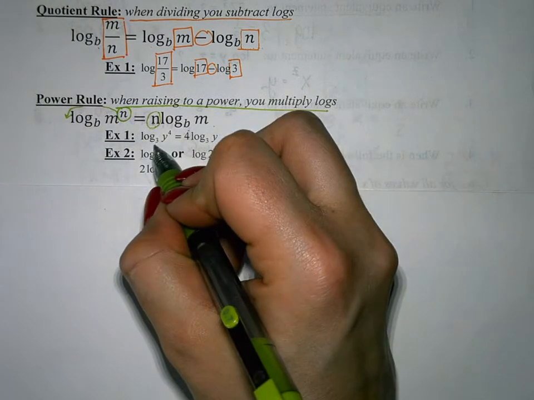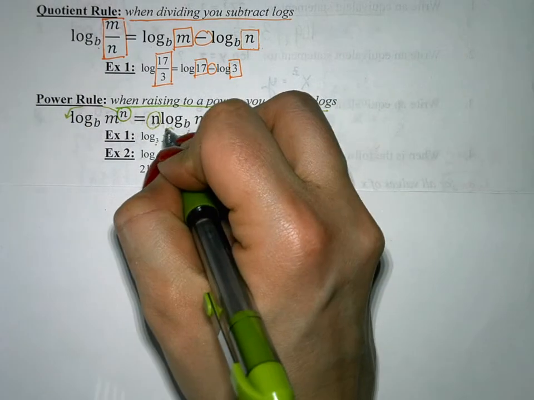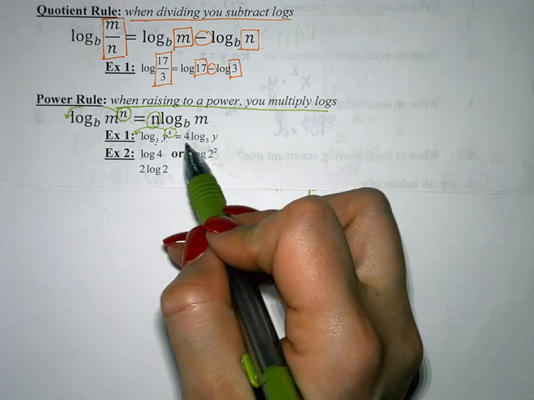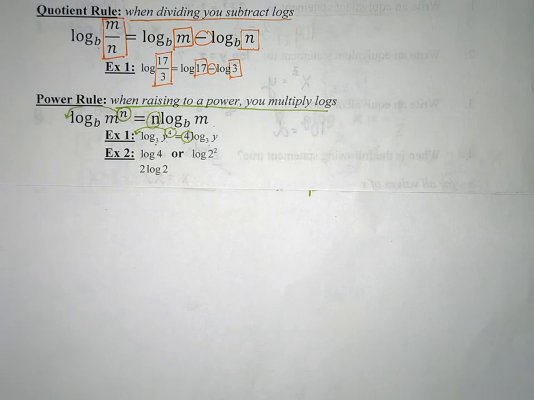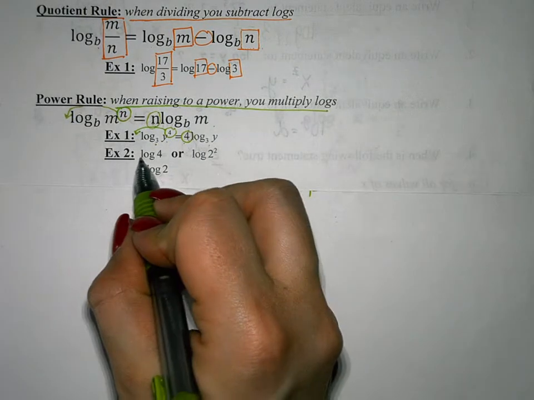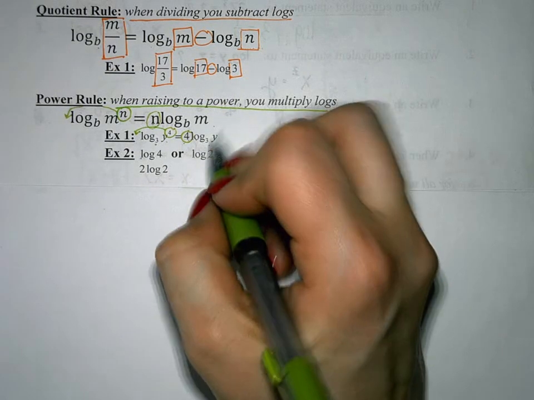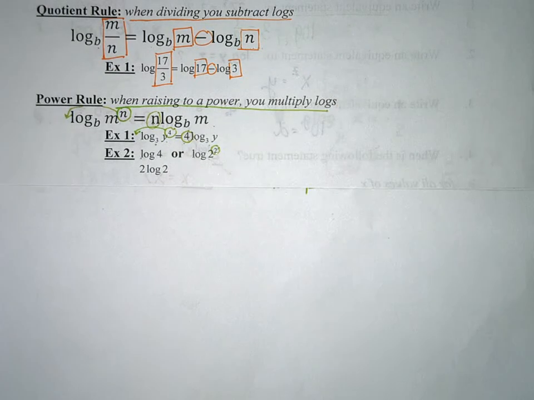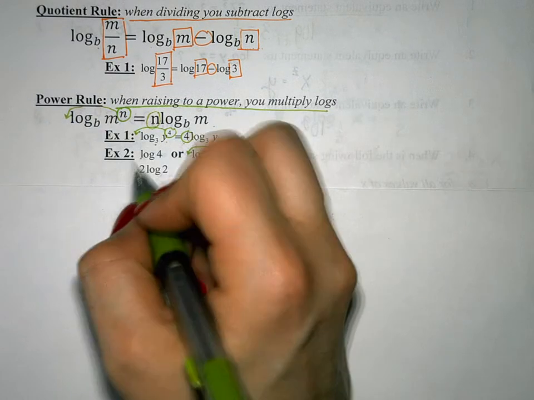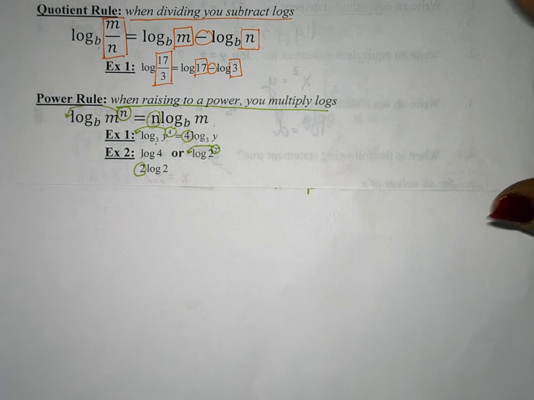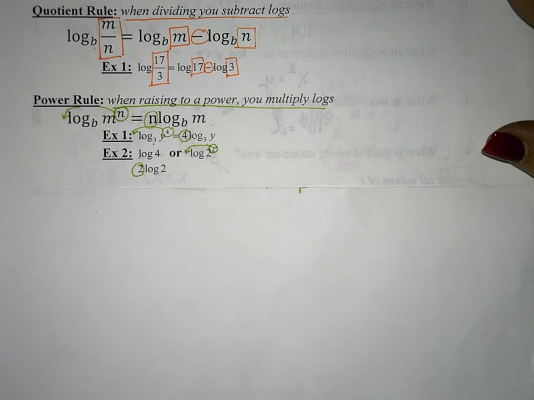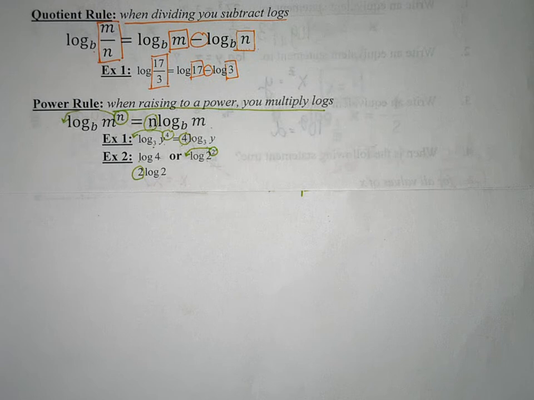So for example, if I have log base 3 of y to the 4th, I can take that exponent and bring it in front and multiply it by the log. So 4 times log base 3 of y. If I have something like log of 4, that is the same as log of 2 squared. So then I can bring the 2 in front, and that is 2 log 2. So those are our three properties of logs, and now we're just going to do some examples using them.